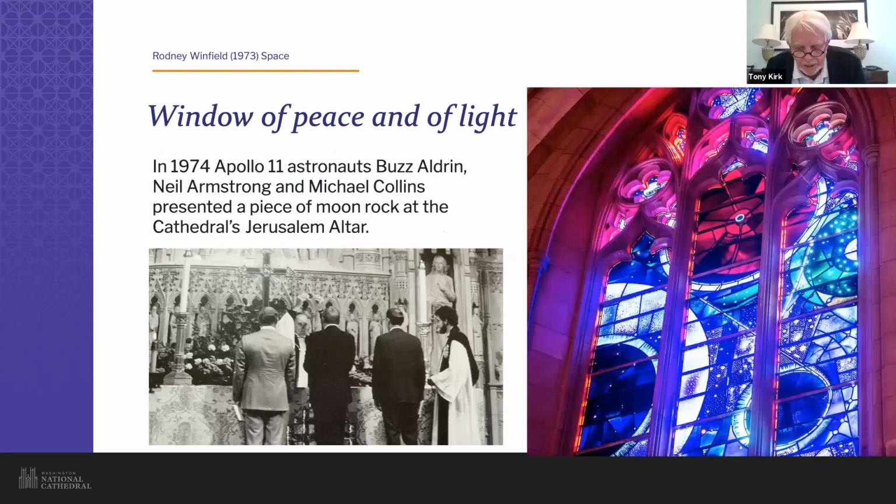A window of peace and light. Above, we see the 3 astronauts delivering a moon rock to the Bishop of Washington. Perhaps our best known representation of hope, inspiration, and enlightenment is the space window, officially known as the Scientists and Technicians window. A few years back, I was on Sunday docent duty when a nice-looking elderly gentleman in a leather flight jacket approached me with a group of friends.